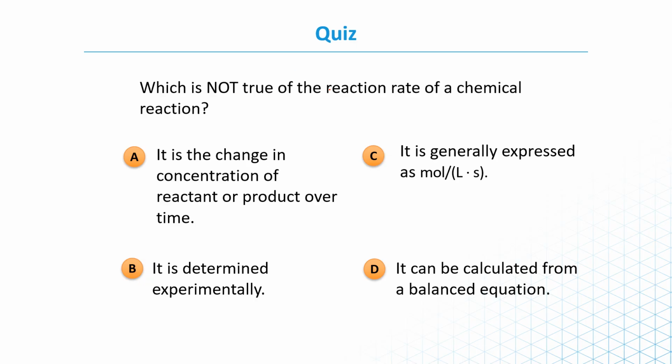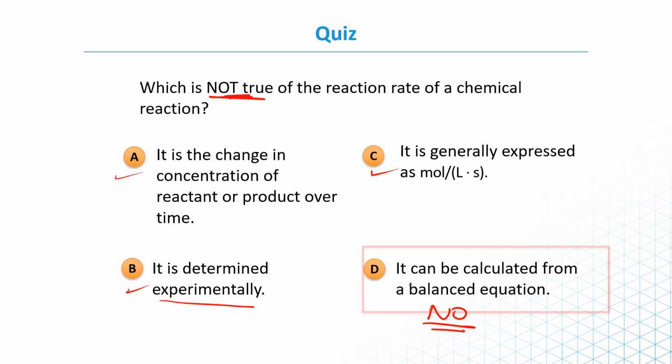So, which is not true of the reaction rate of a chemical reaction? So stop the video, try to answer and then come back. Not true, guys, okay? So it's the change in concentration of reactants or products over time. This is true. It's determined experimentally, yes. It's expressed in mole per liter times second, yes. It can be calculated from a balanced equation. No. It is determined experimentally, from experiments, not from the equation. So our answer is this because they are telling you what is not true.